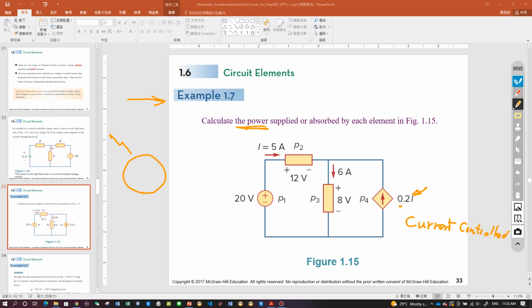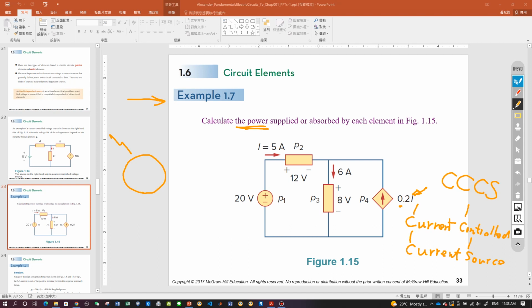And what does this provide? This is a current source. So we call this one CCCS. The abbreviation is CCCS. This is CCCS, right?